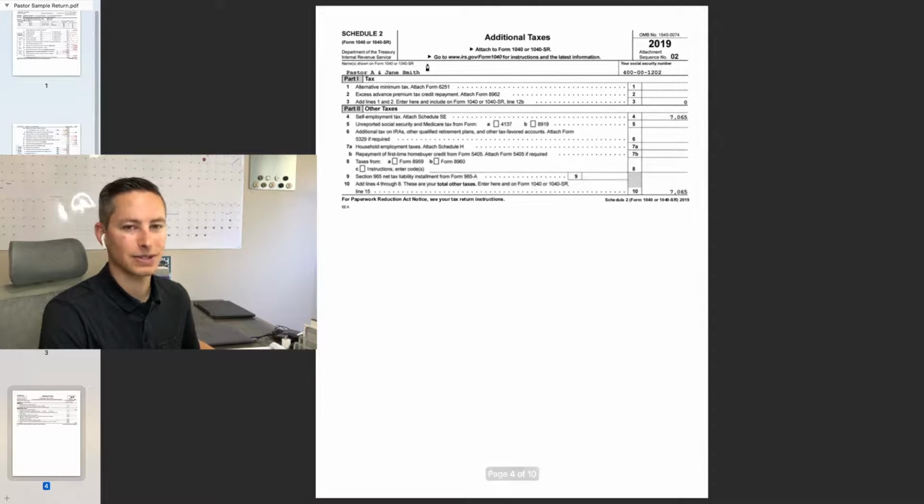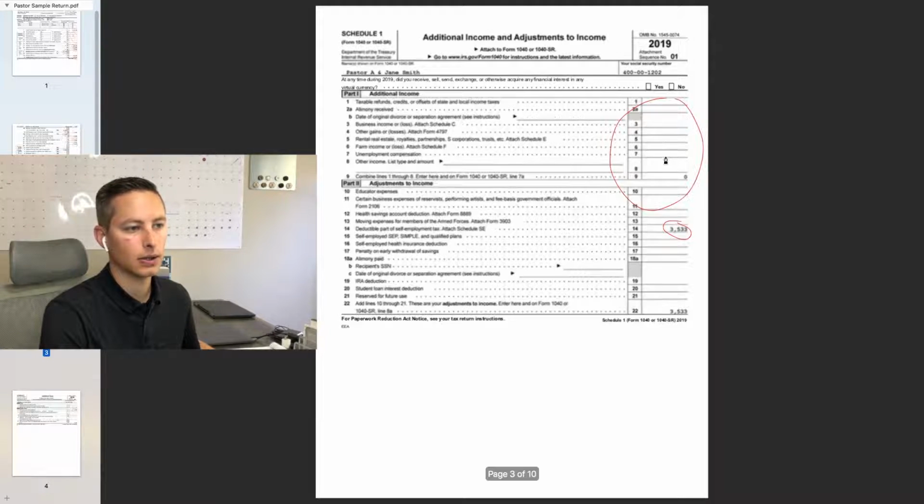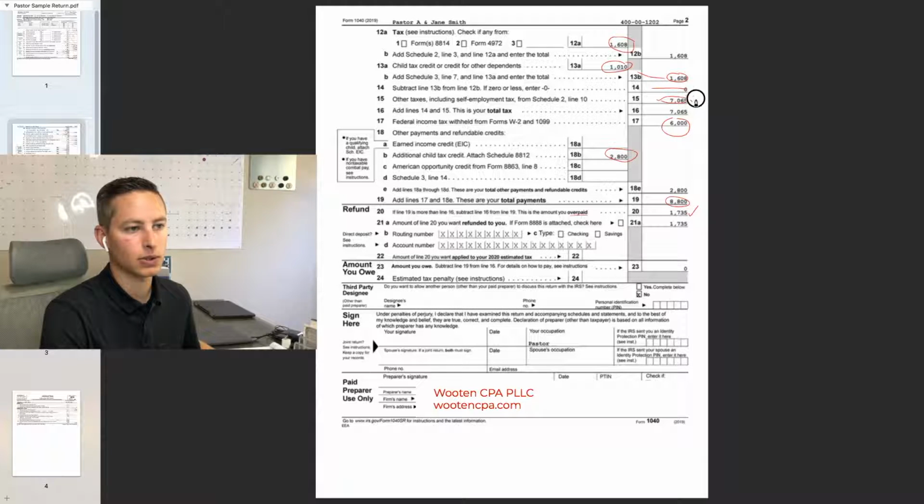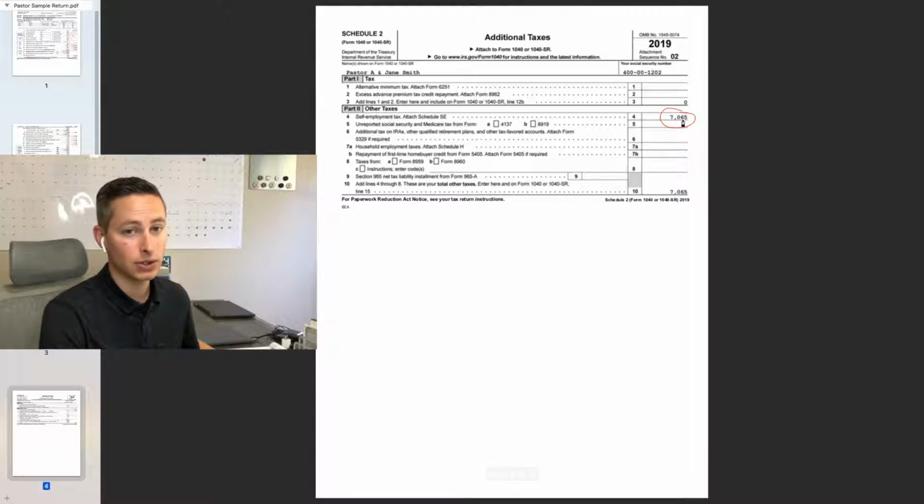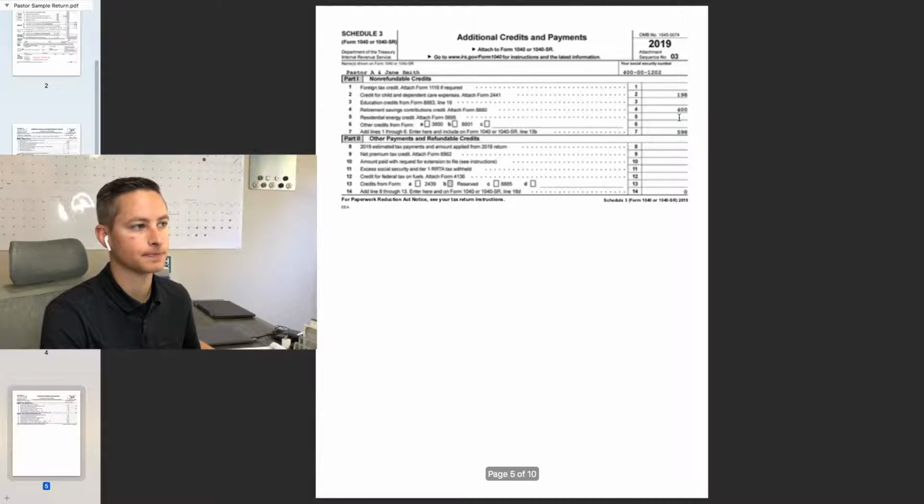The second schedule is the additional taxes schedule. So our pastor has additional taxes, which are self-employment taxes. These are not income taxes. It's your Social Security and Medicare, and they're added here on the tax return. And then on the second page where we saw them earlier, $7,065 for self-employment tax. That's calculated on another worksheet later.